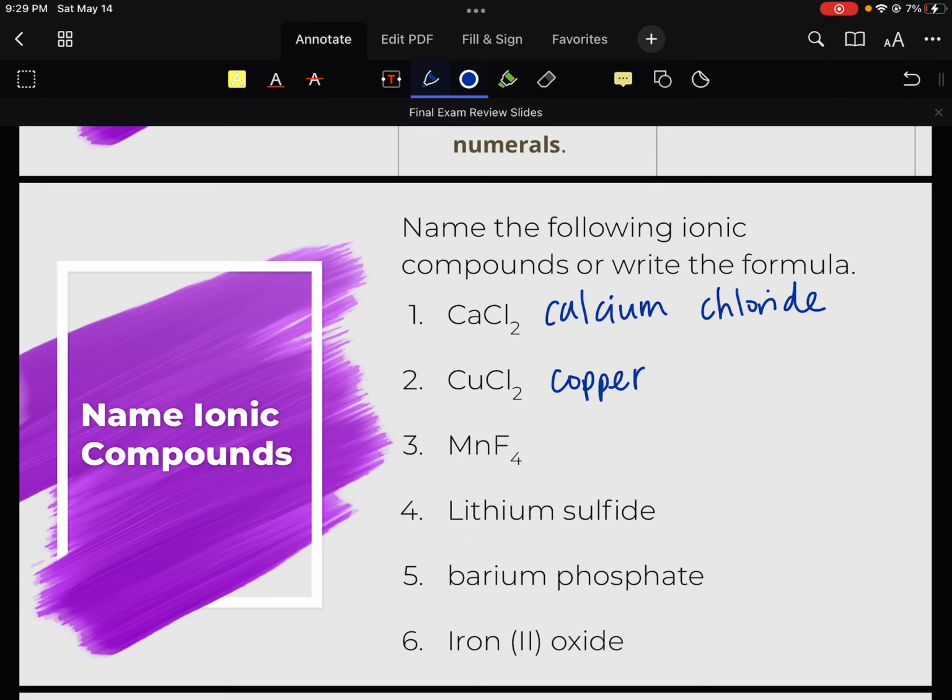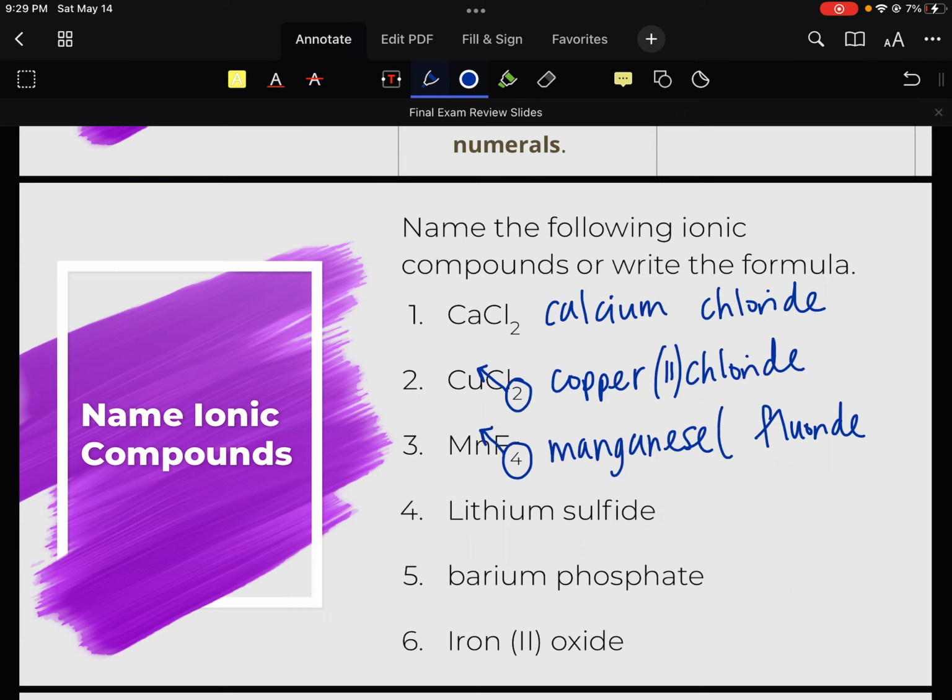For number 2, Cu is copper chloride. But copper has multiple charge options because it's a transition metal, so I need to choose one. I know that it's going to be +2 because if I uncrisscross, that's where the 2 came from, so I just put 2 in Roman numerals. For number 3, Mn is manganese, F is fluoride, and then manganese is a transition metal. It has multiple charges, so we can uncrisscross, and I know the charge is 4.